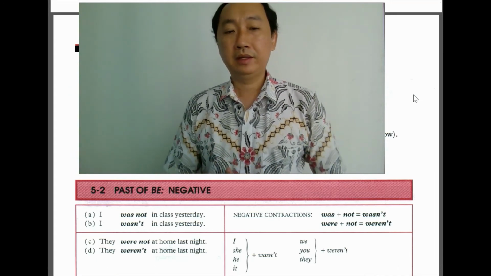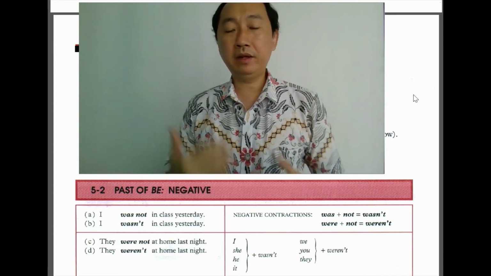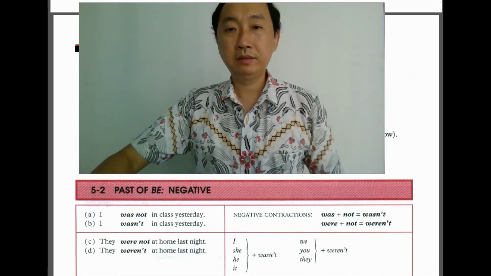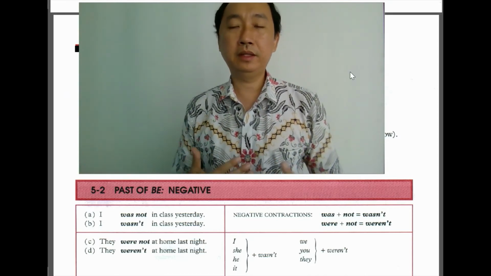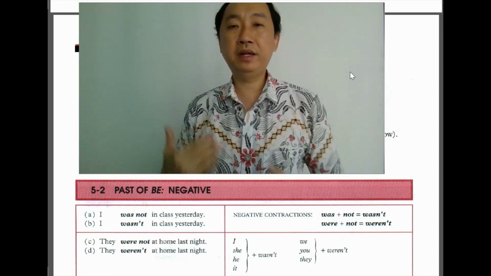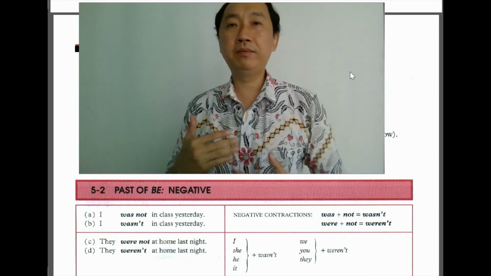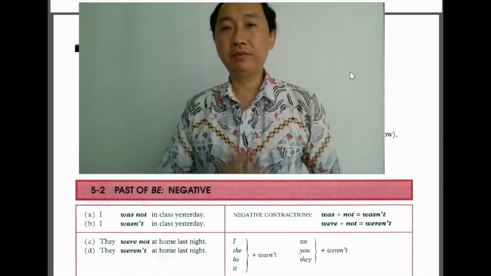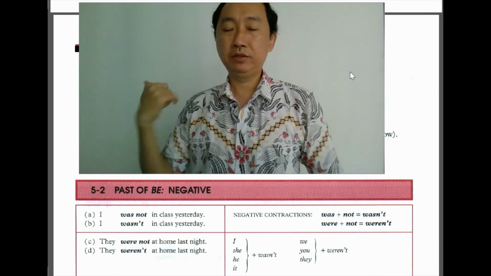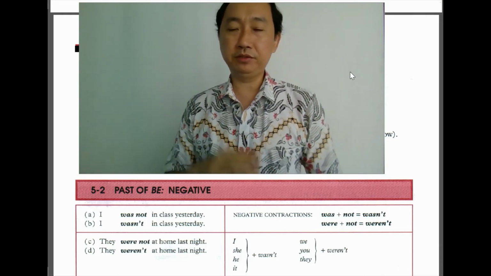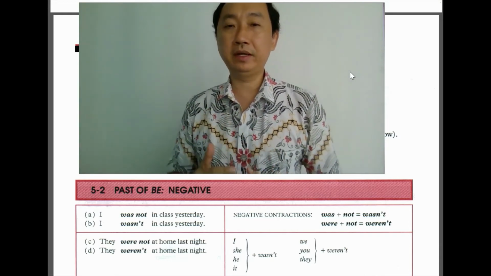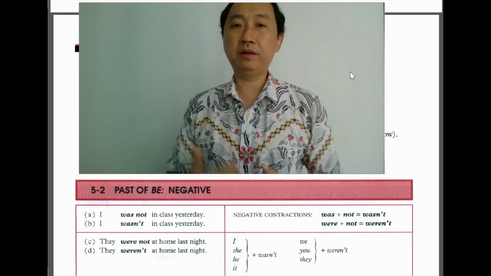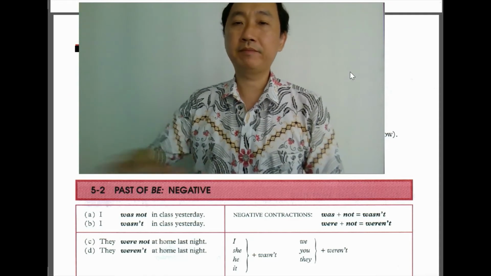And then, "They not at home last night." So they were not at home last night, or they weren't at home last night. So we can use was and were for past to be. And if the information is not true and not correct, we use wasn't or weren't, was not or were not. Okay, yeah.